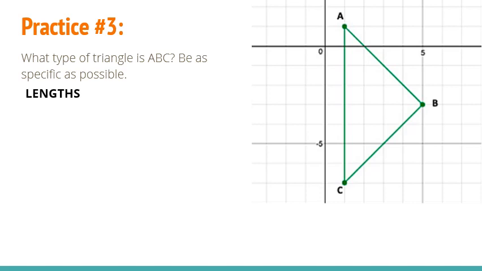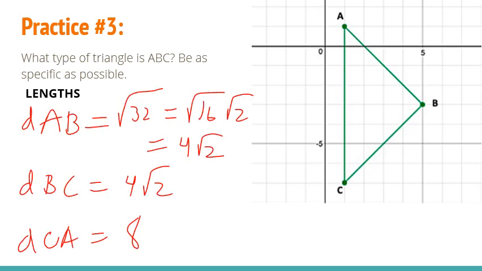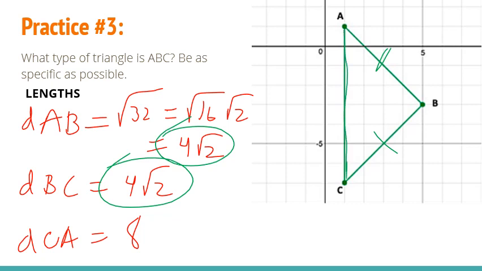They're asking us here what type of triangle is ABC, and be as specific as possible. So why don't you pause it here, find the lengths of every side. All right, with the answers popping up here, you can see that what we've shown here is that side AB and side BC are the exact same length. They're both 4 times the square root of 2. And then this line here, AC or CA, is 8. So right now, at the very least, we know that this is an isosceles triangle. So we can say that to begin with.